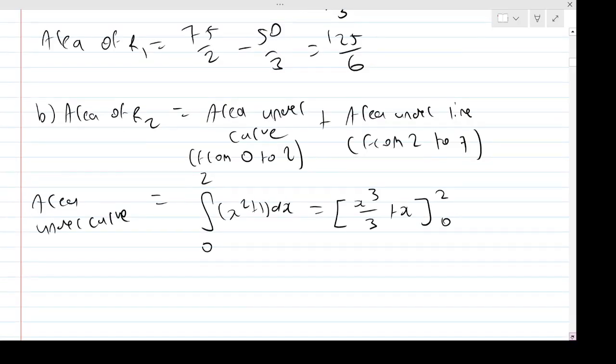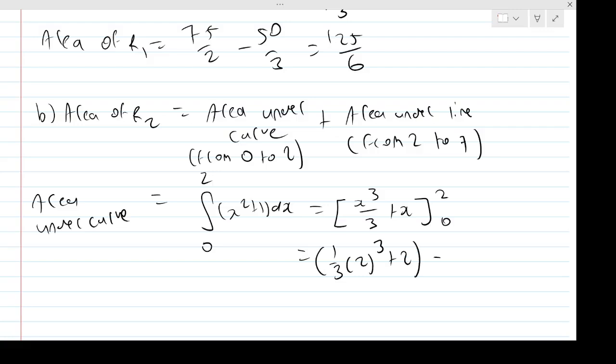So now we plug in these limits. So it'd be a third of 2 cubed add 2, take away a third of 0 cubed add 0. So if we work that out, I get 14 over 3. Okay. Right, so that's the area under the curve.